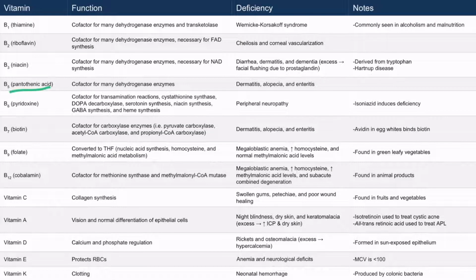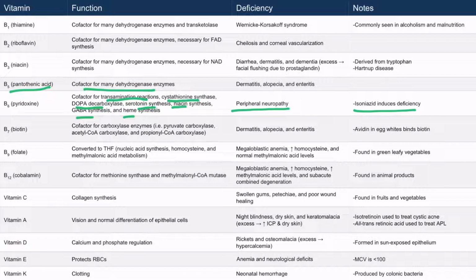Vitamin B5 is also a cofactor for many of the dehydrogenase enzymes. Vitamin B6 is a cofactor for transamination reactions, cystathionine synthase, and dopa decarboxylase. It's also important for the synthesis of serotonin, niacin, GABA, and heme. Because vitamin B6 is a cofactor for molecules associated with neurotransmission, it should not be surprising that this can result in peripheral neuropathy. You should also know that isoniazid is a drug that can cause vitamin B6 deficiency.